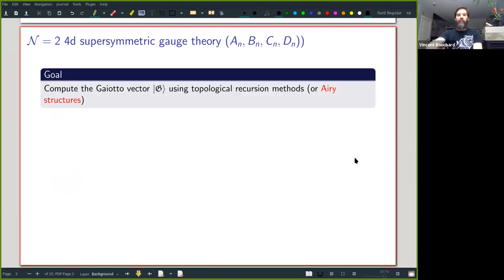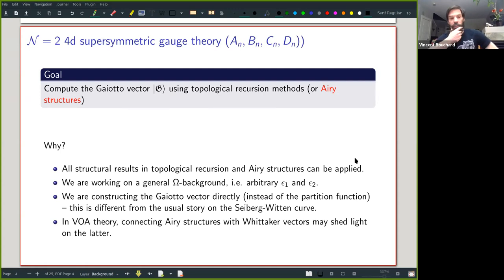All right, so that's pretty cool. So that's the goal: compute the Gaiotto vector using topological recursion methods. So why should you care? Before we get into the details, maybe you might wonder why you should even listen to this talk or read the paper. So there's a number of reasons.